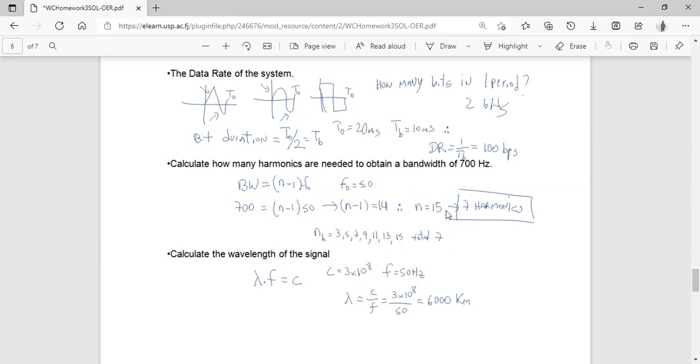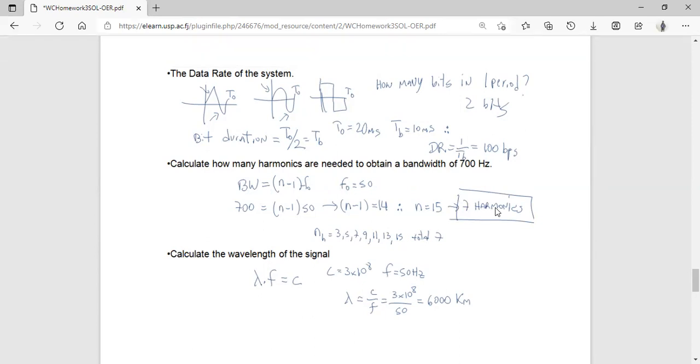So when n is equal to 15, you will be able to calculate how many harmonics are needed to obtain the bandwidth of 700 hertz. So you get an n value of 15 based on this particular formula. So n is equal to 15 is basically equivalent to the 7th harmonic. Okay, is that fine?